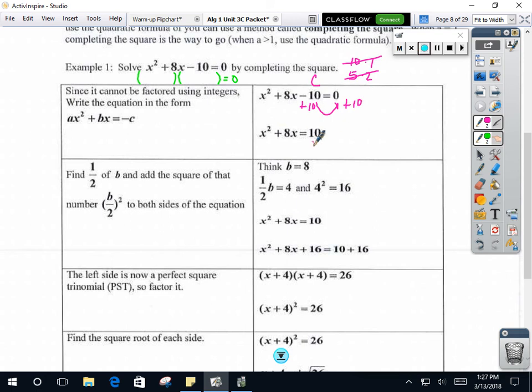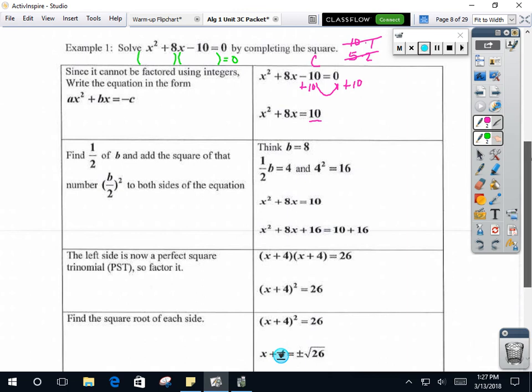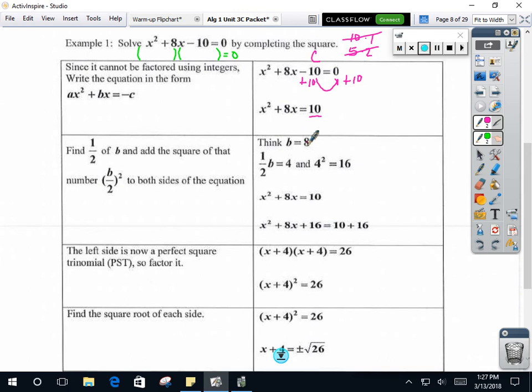Which is why you now have a positive 10 on the right side. Then after that, you look at the b value. Now remember, this is in standard form. So your a is 1, your b is 8. Your c was negative 10, but now it's been added over. So what is your b?